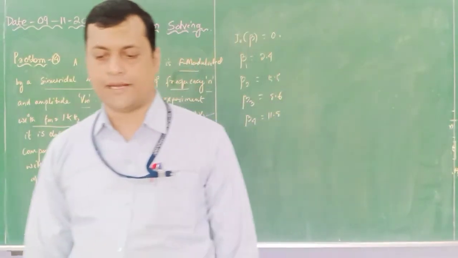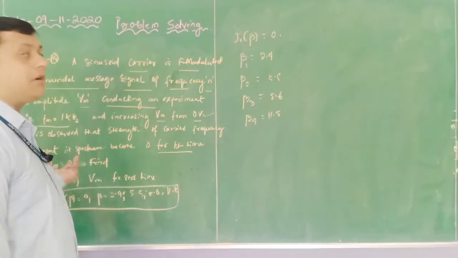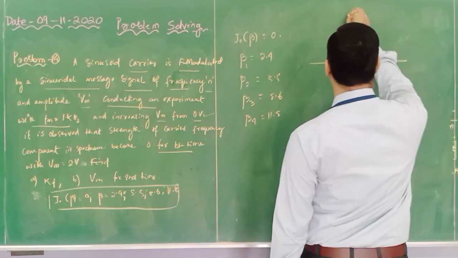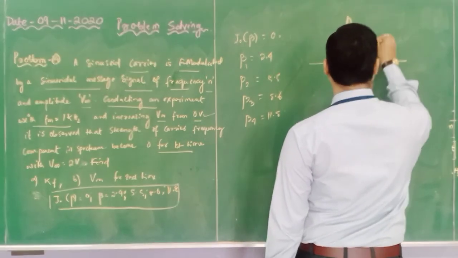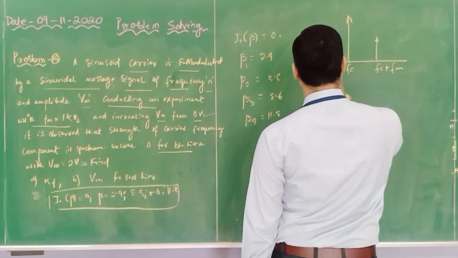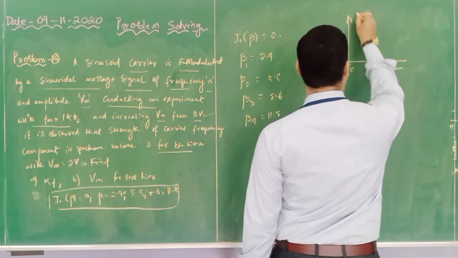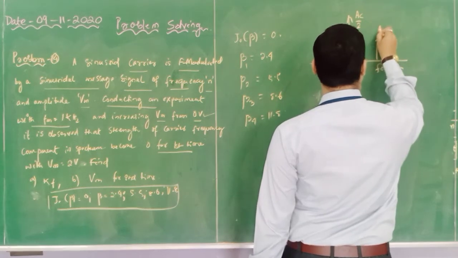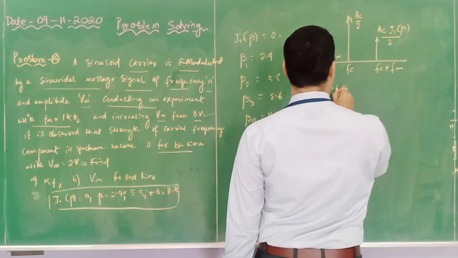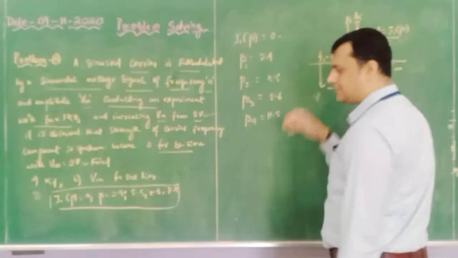This information is given. Now here I need to determine the first position frequency sensitivity. As we know, in WBFM the spectrums are at FC, FC plus FM, and FC minus FM, and the amplitude is AC J0 at FC, AC J1 of beta divided by 2 and minus AC J1 of beta divided by 2. This is the first order.